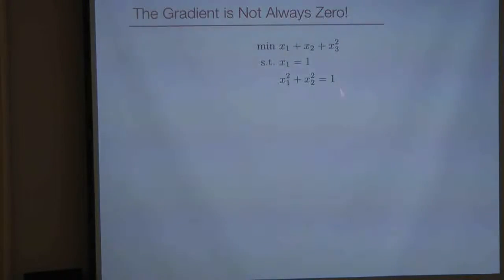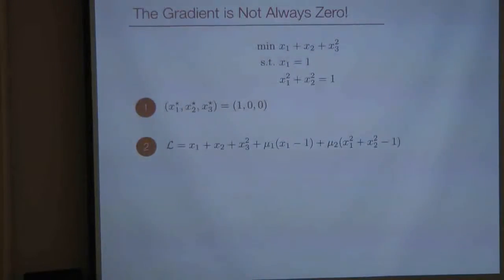So x1 star must be equal to 1 because that's what the constraint says. That implies, from the second constraint, that x2 must be 0. And then x3, what is the optimum of x3? That's also 0, because that's the minimum of x3 squared. Okay, so that's the trivial solution. Now, what happens if we apply the Lagrange method? It means we create the Lagrangian and we take the derivative. So that's the Lagrangian: that's just the cost function, this is the first constraint in the standard form, and this is the second constraint in the standard form.